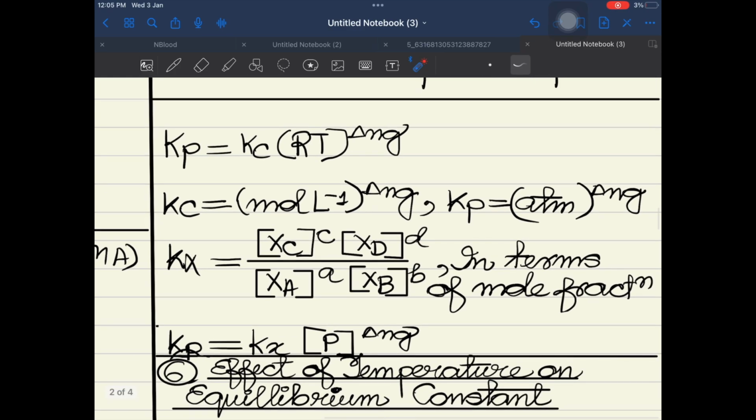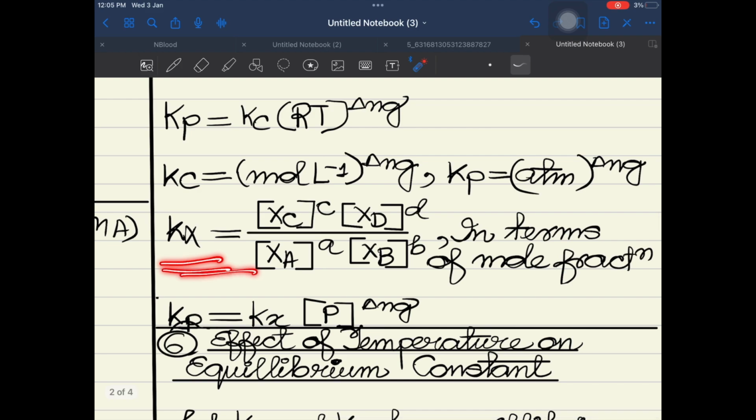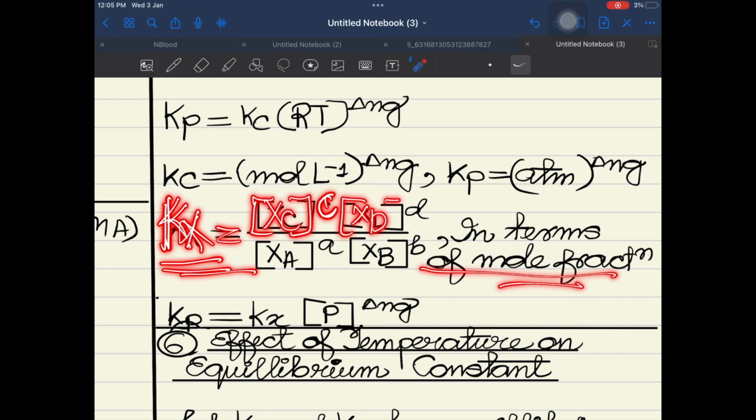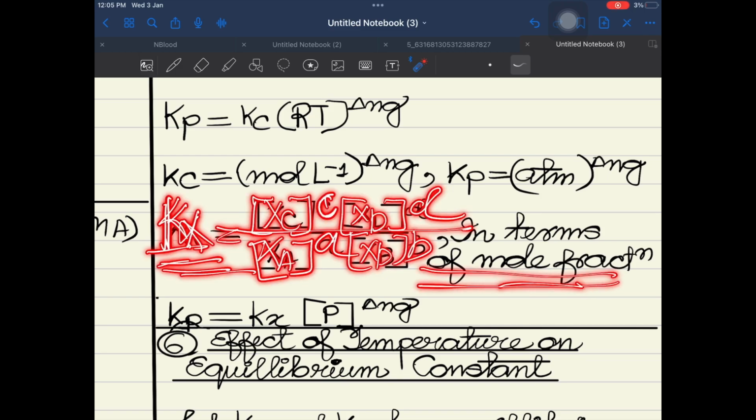There is another term, that is the Kx. When we define K in terms of mole fraction, then it is written as Kx. Kx is mole fraction of C raised to the power stoichiometry of C, into x of D raised to the power stoichiometry of D, divided by x of A raised to the power a and x of B raised to the power b. This is K in terms of mole fraction.